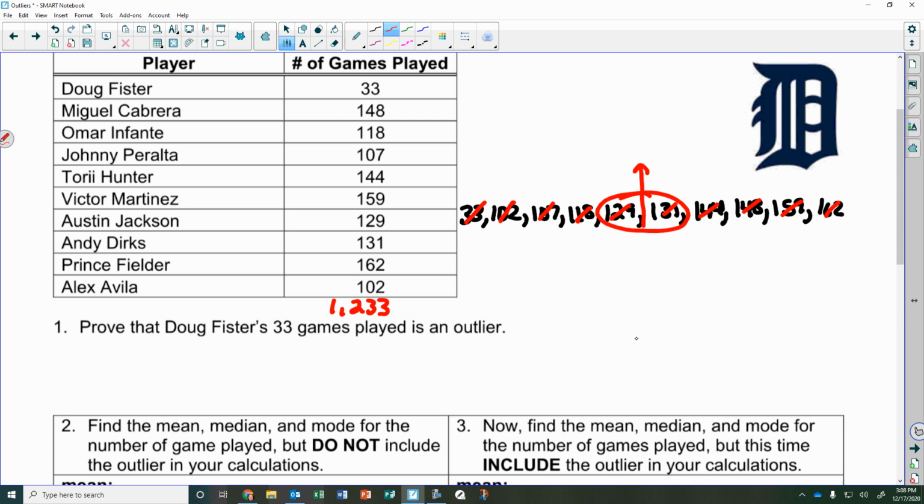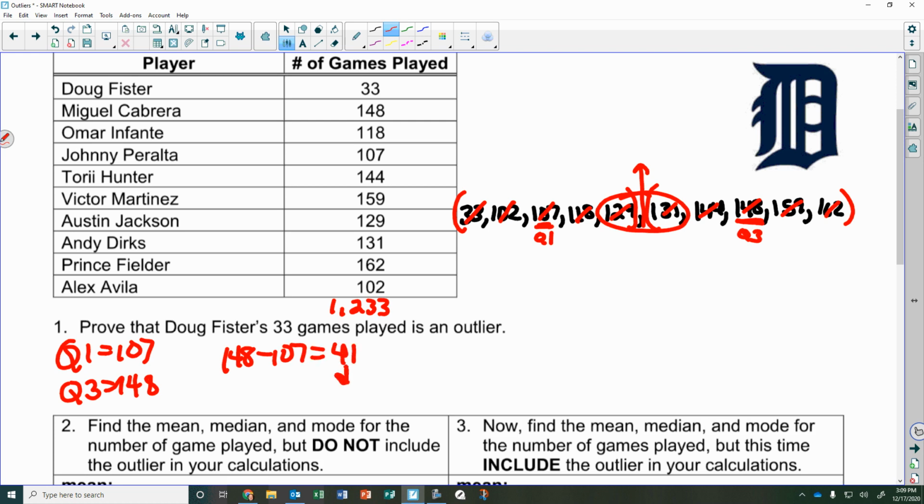And if I add those two together and divide by 2, so we know that basically this set of data is one and this set is another one, which makes this the quartile 3, and this is the quartile 1. So our quartile 1 is 107. Our quartile 3 is 148. So if I want to figure out the interquartile range, I'm going to subtract 148 minus 107 to get 41. That is our interquartile range.